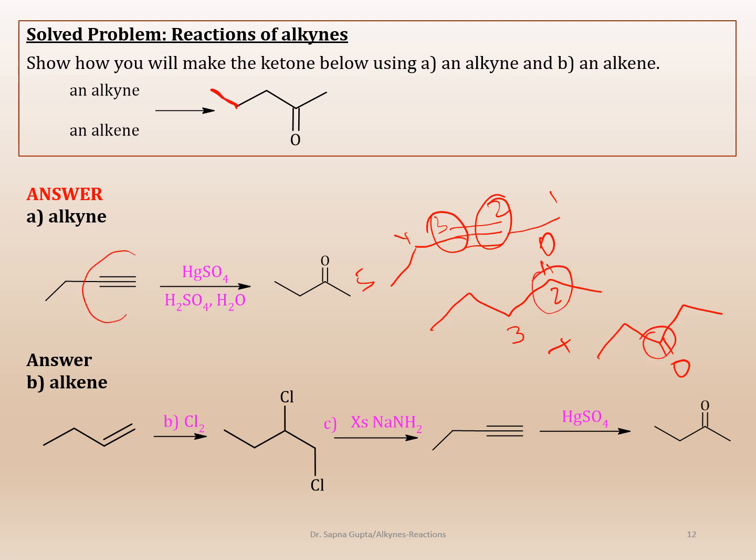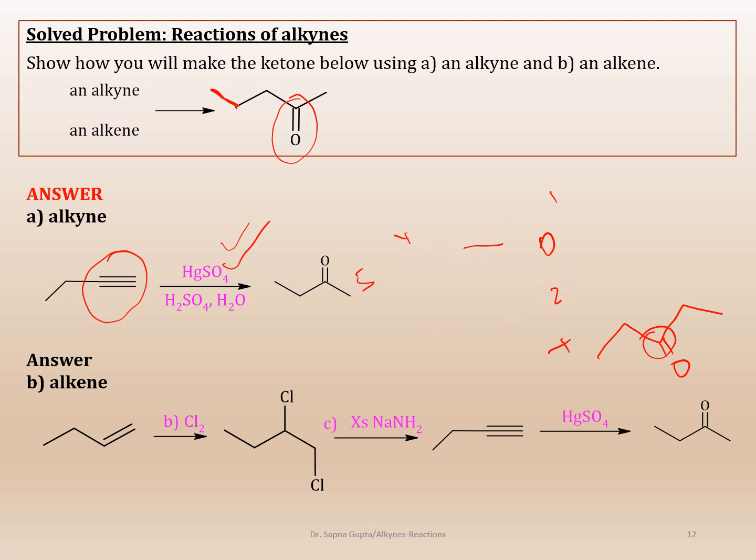So if you have a terminal alkyne and you are forming a ketone on the second carbon, just go ahead and use mercury sulfate. That's fine. For the other one, you're going to get 2 products, by the way, in case there was a problem like that. And with an alkene, how do we do this?